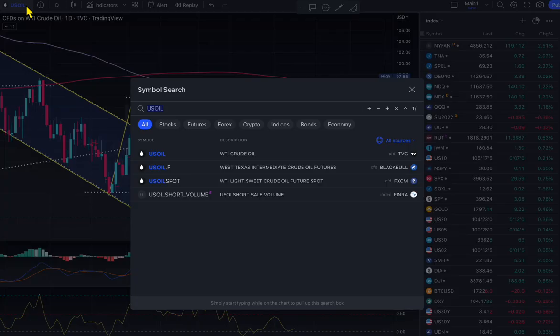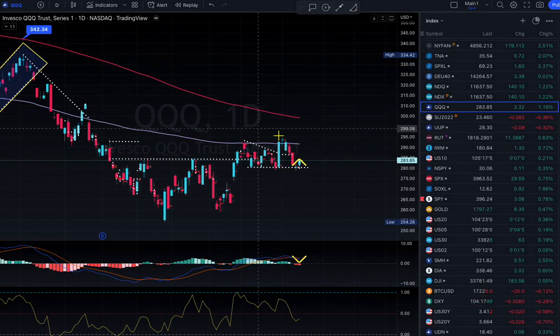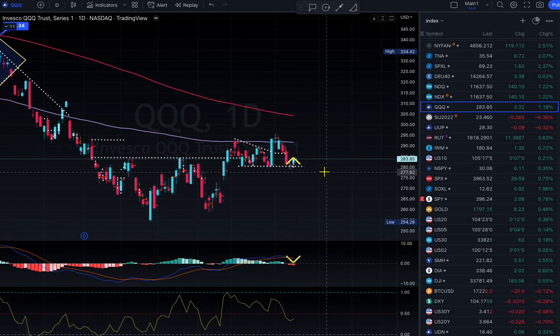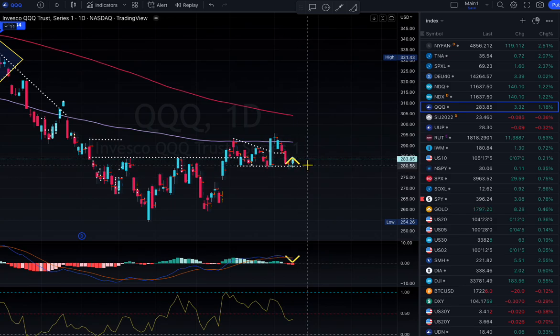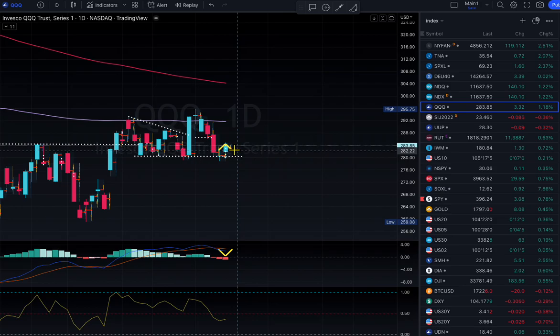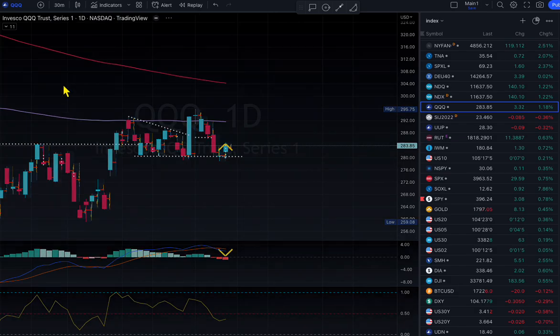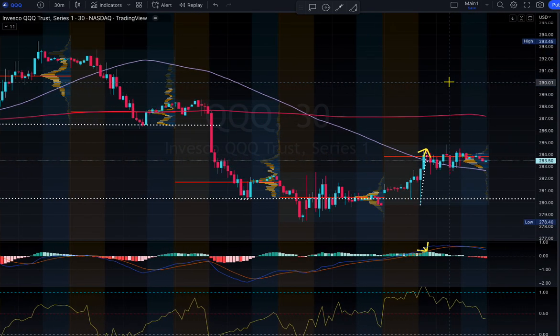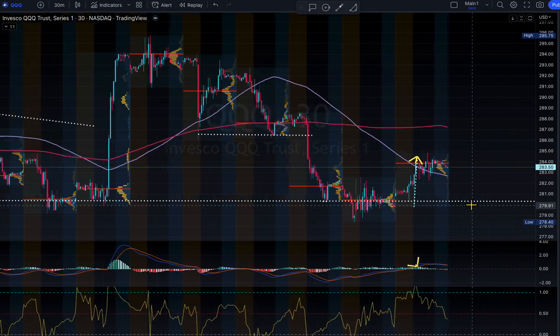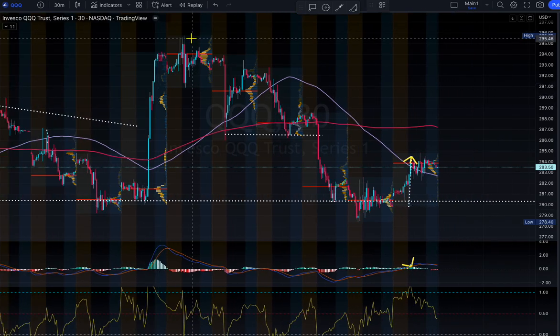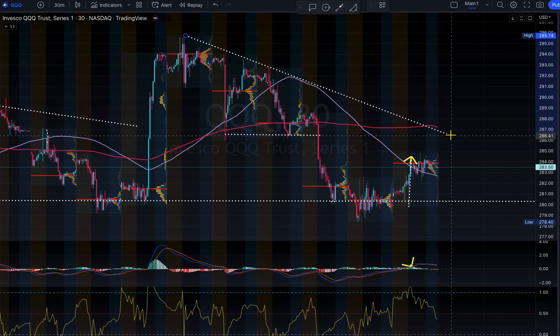Then QQQ is still in the same spot. Support is right here. We got a little buy signal right now on QQQ, that is 283. If I look at the 30-minute charts for QQQ, yep, same reversal right here, but we got a resistance, not rejection, guys. We have resistance to watch right here around 287 tomorrow. So 287 is the resistance, and 280 is the support for the QQQ.